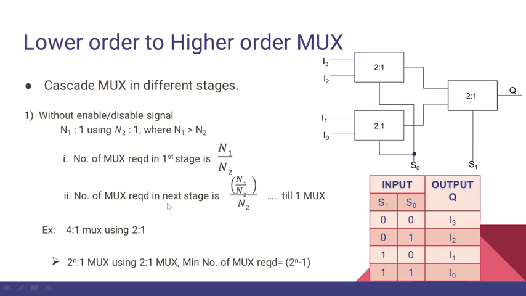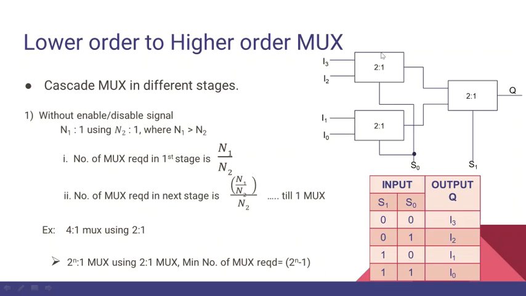Then the number of multiplexers required in the next stage is this N1 by N2 divided by N2. This will continue till we have a single multiplexer in the final stage. Let's take an example of a 4:1 multiplexer using 2:1 multiplexers. Here we have N1 as 4 and N2 as 2. So 4 by 2 is 2, so in the first stage we just have two 2:1 multiplexers. Then 2 divided by 2 is 1, so we will have a single multiplexer in the last stage.